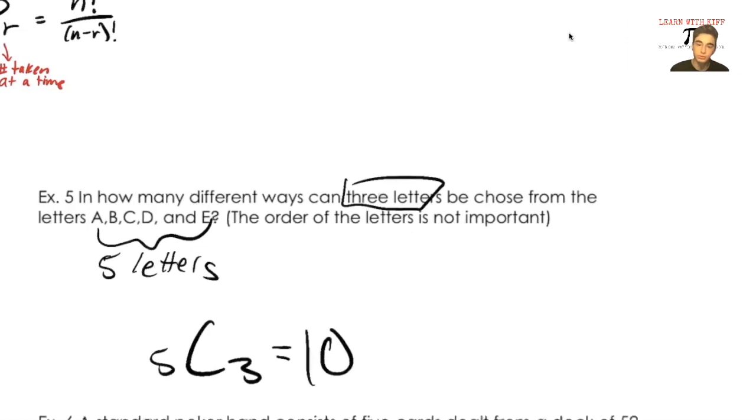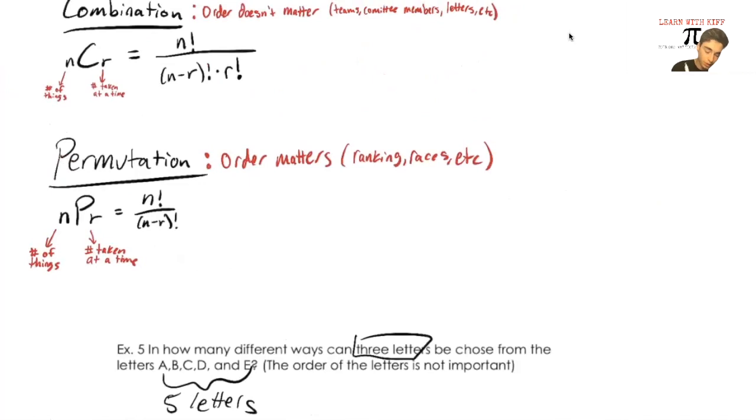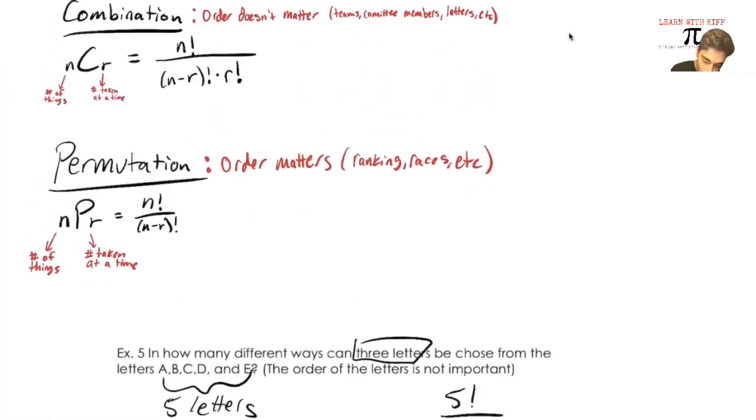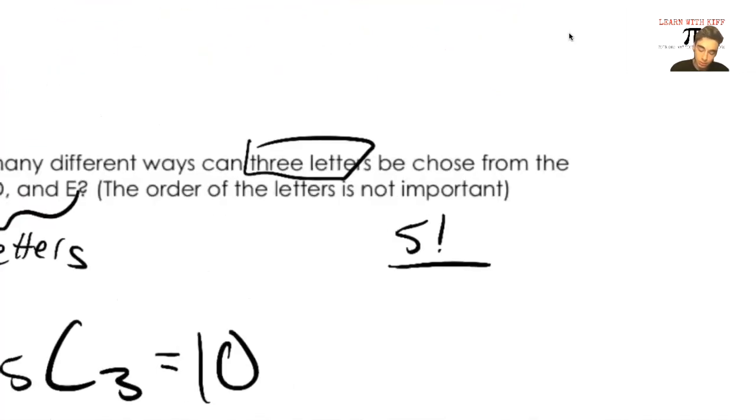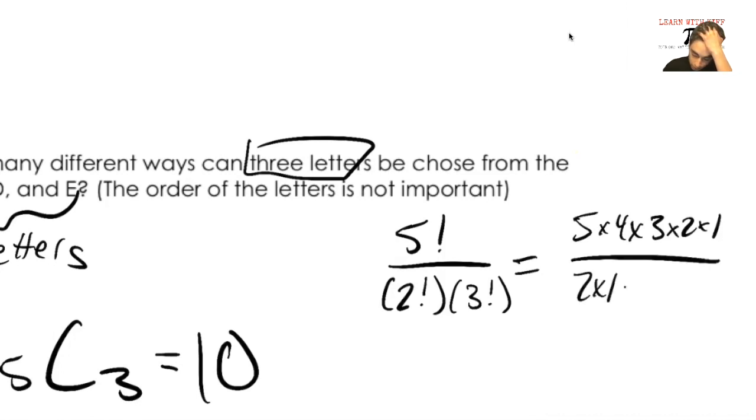I'm going to show you just real quick how I would do that if I was using the formula. So we have 5 factorial over n minus r factorial times r factorial. So that's 2 factorial times 3 factorial. So now what is this actually, right? We have 5 times 4 times 3 times 2 times 1 over 2 times 1 times 3 times 2 times 1. Okay.